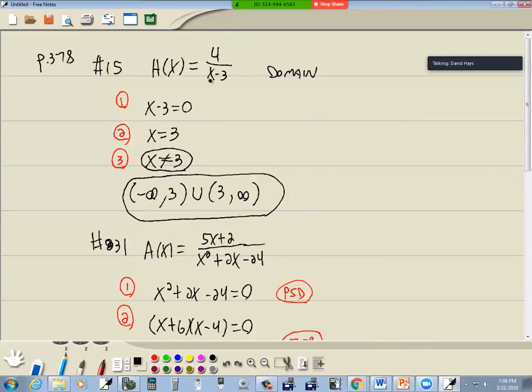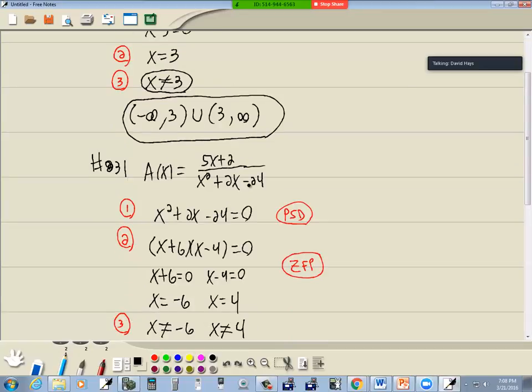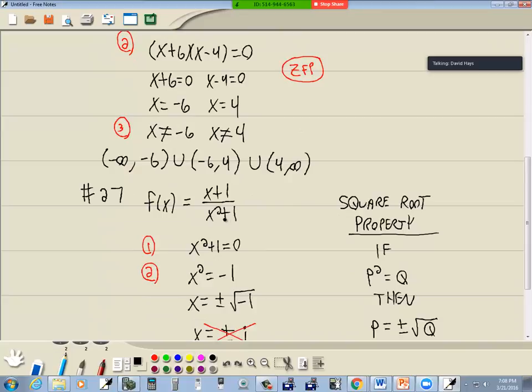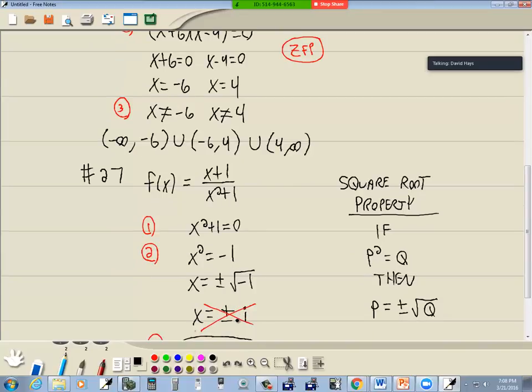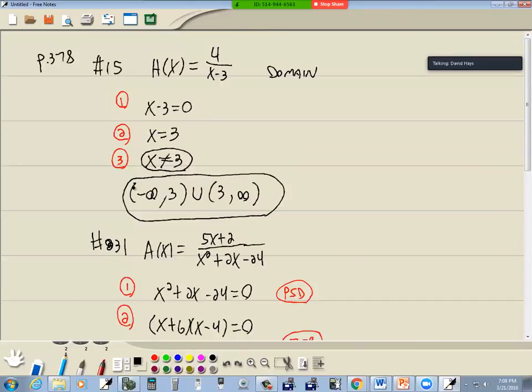So we have our case where you have a linear x minus 3. We have a quadratic x squared plus 2x minus 24. And then we have one where you can't factor, and if you tried to solve it using another technique, you'd end up with an imaginary number. Let me clear those off.